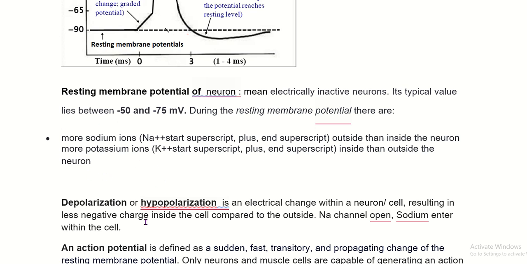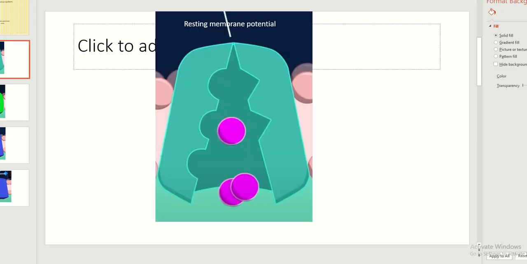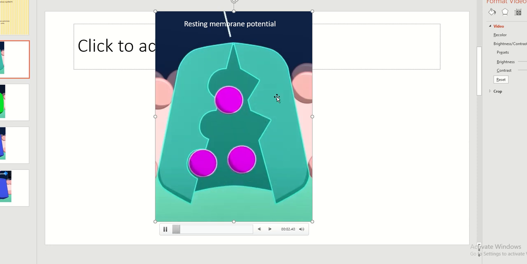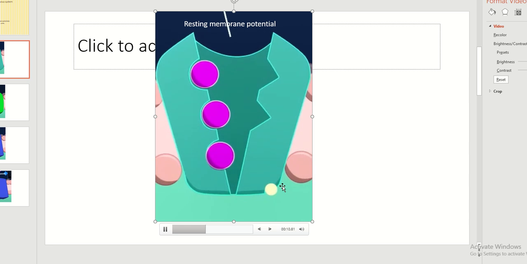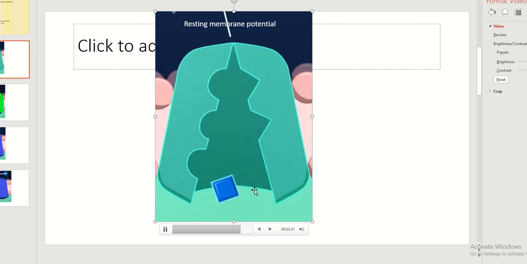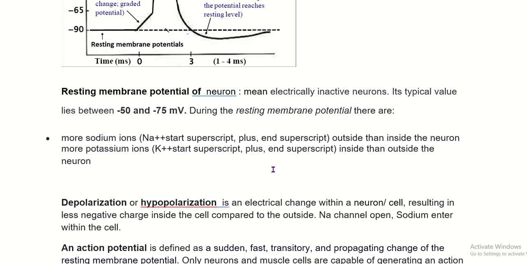And here this is the sodium potassium pump. From inside, 3 sodium bind with this pump, and due to the presence of ATP they go outside. So 3 sodium go outside, and from outside 2 potassium bind and enter the cell. So the negativity inside the cell increases by the action of the sodium-potassium pump.